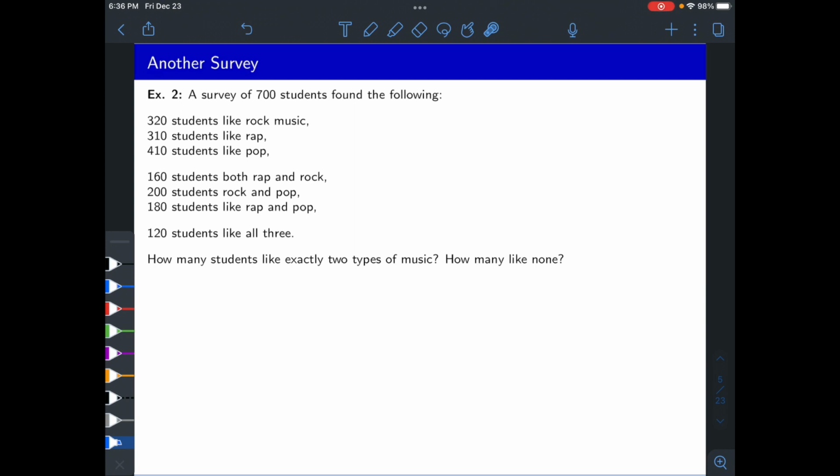I would like to know how many students like exactly two types of music. And then as a follow-up, how many people like none of these three. So again, we're going to do the Venn diagram approach.